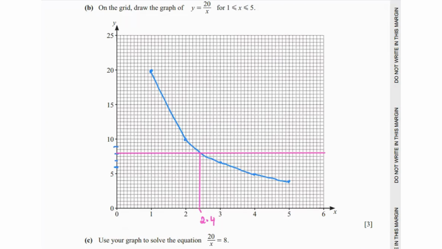Obviously, in the marking scheme, they'll give you a range of values because for everyone, the graph is going to be slightly different. But for me, the intersection is at 2.4.